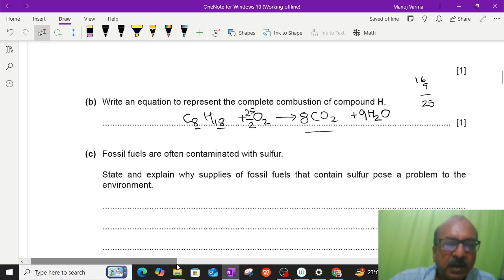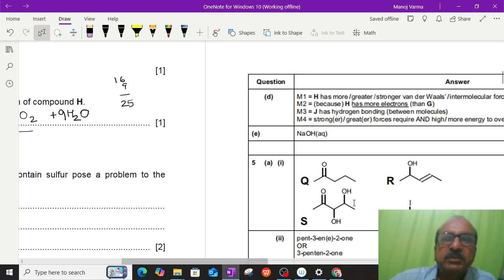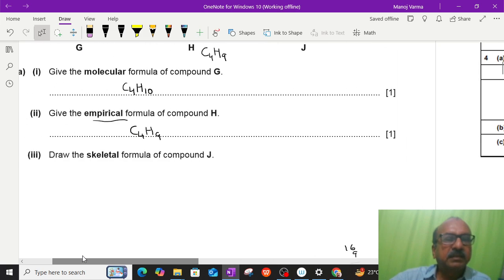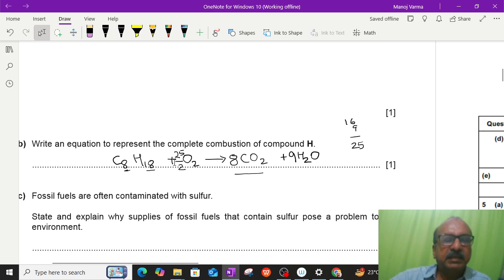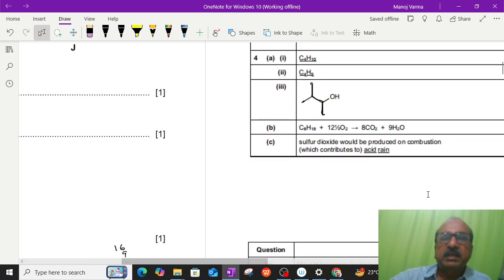Now let's just verify the answer from the mark scheme. Okay, so let's see this. Oh yes, see, this is the answer. 12 and a half, right? And 8 and 9, let me see what I wrote. 8 and 9, yes, 25 by 2. Now 25 by 2 can also be written as 12 and a half, right? So see this, here it is written as 12 and a half. So this is the balanced equation. So I think you understood this.